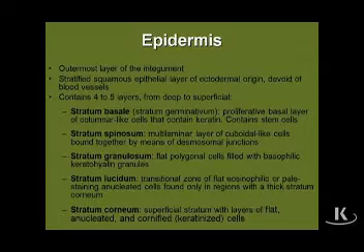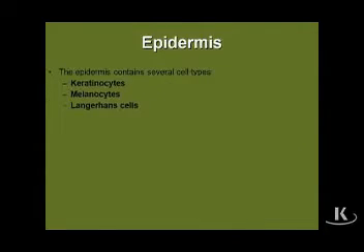In addition to keratinocytes, which certainly are the dominant cell type of the epithelium, recall that epidermis also contains melanocytes that migrate into the basal layers of the epidermis from neural crest cells, and Langerhans cells, which more commonly are found in the stratum spinosum, which are antigen-presenting cells.